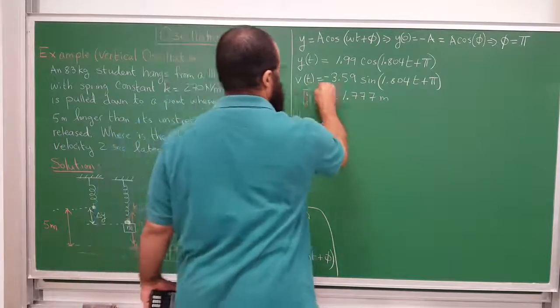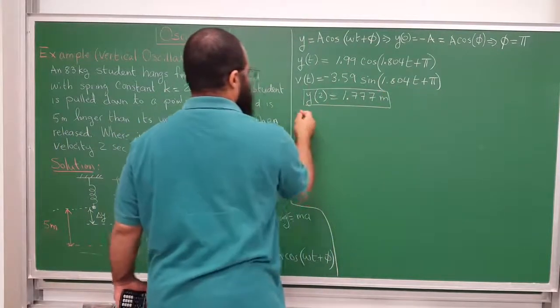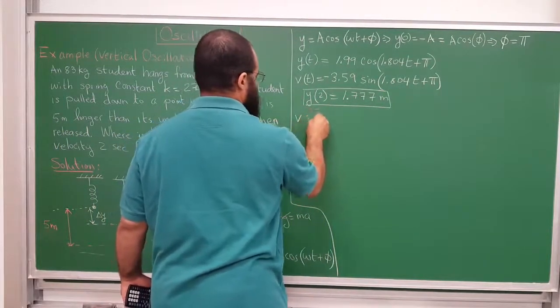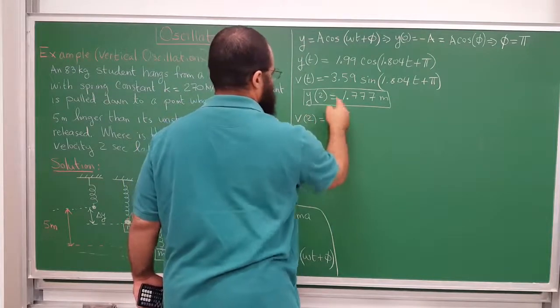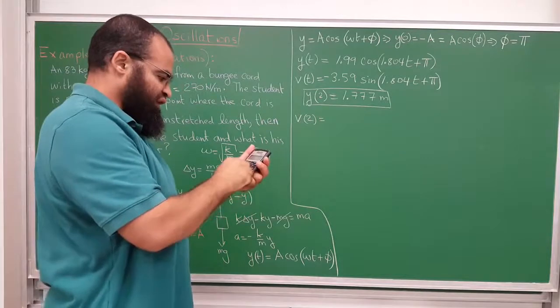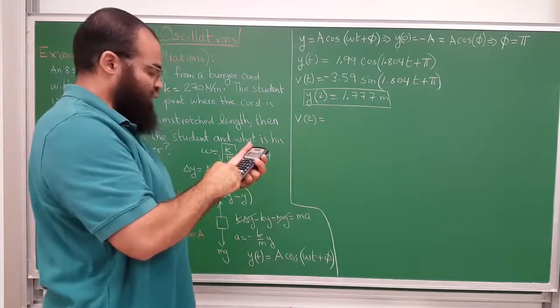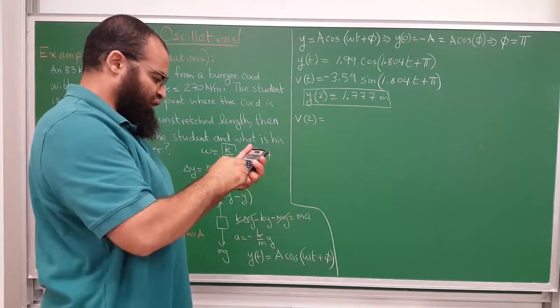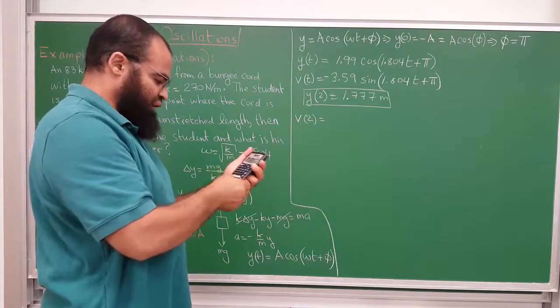So let's just write this. And then the velocity v at 2 will be, plug in 2 over there. So let's start with the sine first. The sine of 1.804 times 2 plus pi.